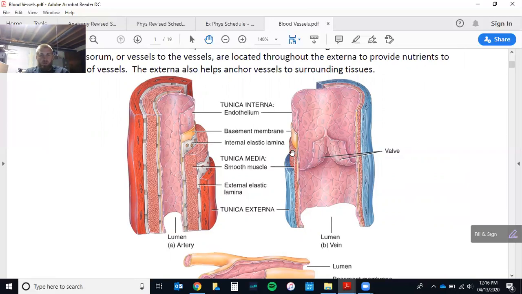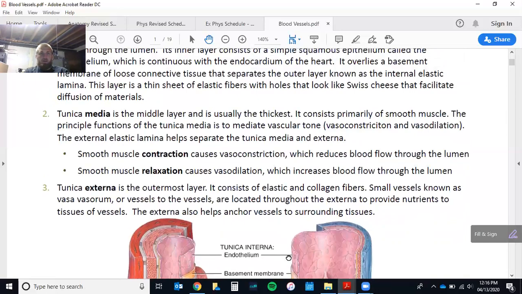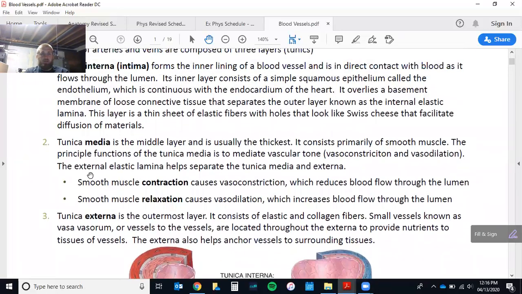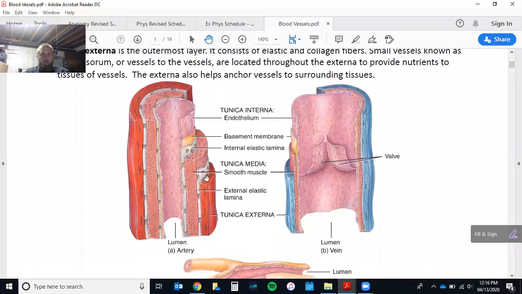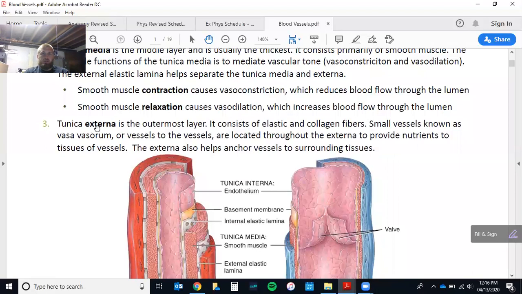And there is another elastic lamina. This is called the external elastic lamina, which is another layer of Swiss cheese that we find in arteries that we don't find in veins. Another difference, and that's found between the smooth muscle and finally the tunica externa.